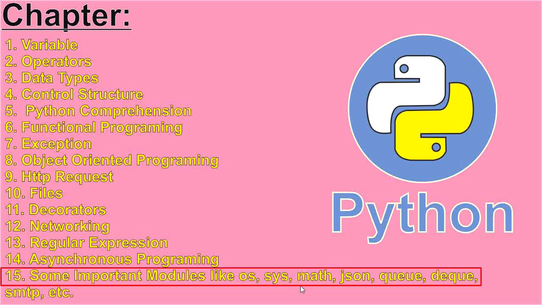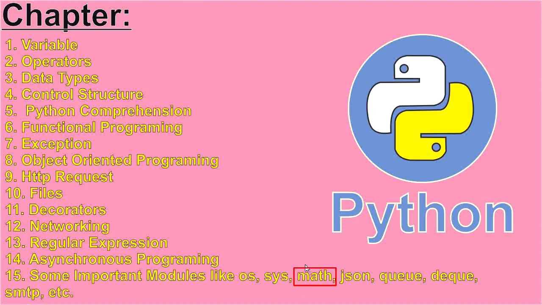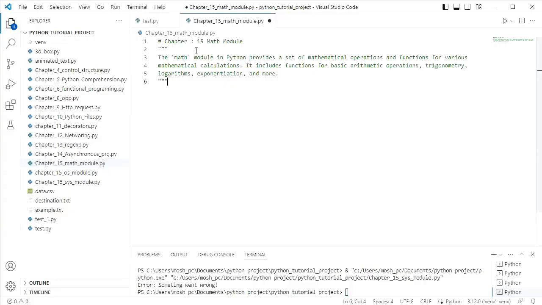In this video we will discuss from chapter 15 about the Python math module. So let's get started. The math module in Python provides a set of mathematical operations and functions for various mathematical calculations. It includes functions for basic arithmetic operations, trigonometry, logarithms, exponentiation, and more. First we will import the math module.